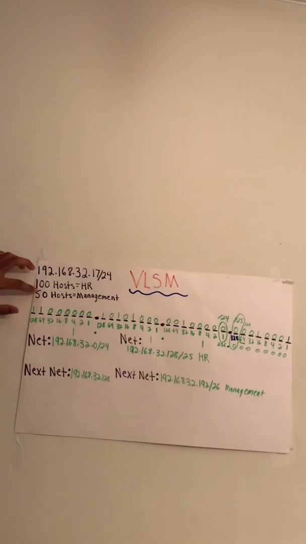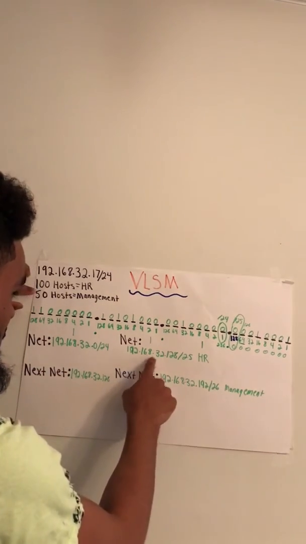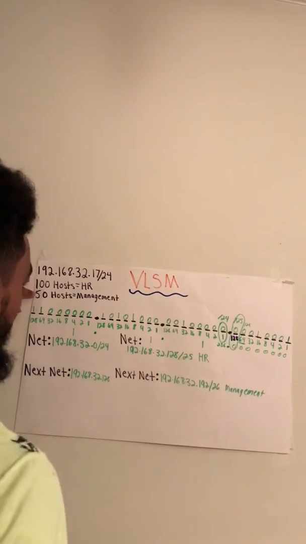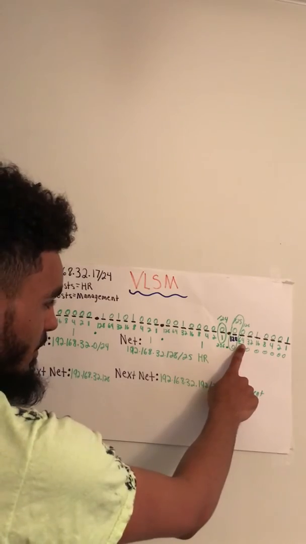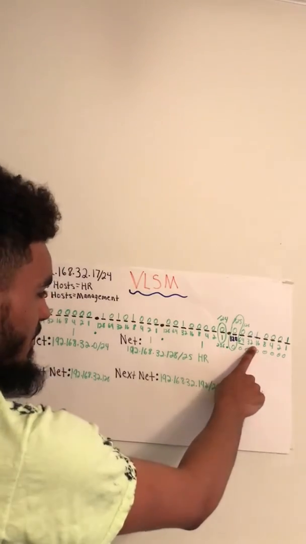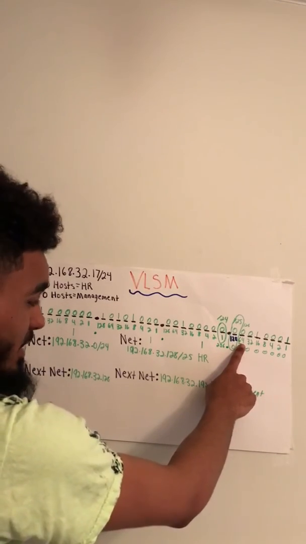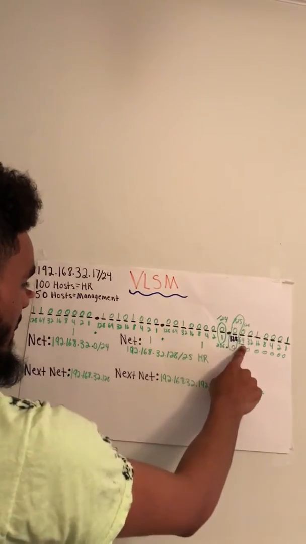Next we have to find the 50 hosts for the management department. So we have 192, 168, 32.128 with the /25, and we're right here currently. We need 50. So we move over 1, we have 64, but we need 50. Try to move over 1 more, we have 32, which is too small, since we need at least 50. So we'll have to go with 64, which is 14 over 50, but it's the least we could use. So we have a /26 in the fourth subnet.